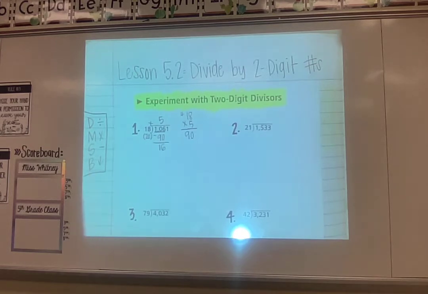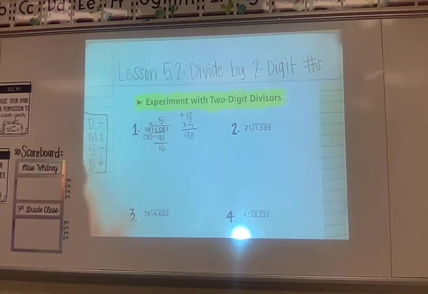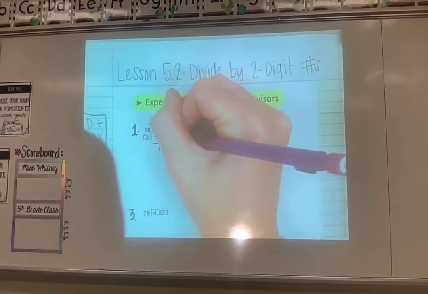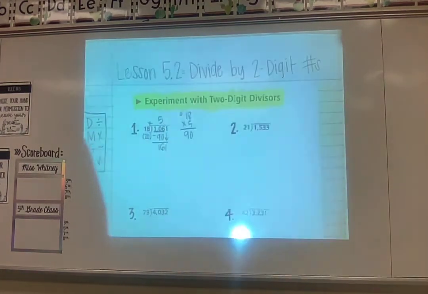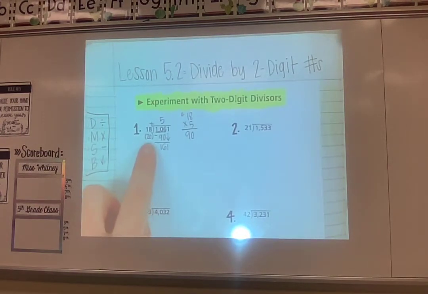Now, when I get here, I want to pause and check. Is this number smaller than this number? Yes. That means my 5 was correct. If that number's not smaller, then I know I've made a mistake and I need to restart and try again. But it is smaller, so we're good so far. Now we're ready to bring down. I'm going to bring down that 1. And when I bring down, I have to go again. So I'm going to think about how many 20s will fit into 161.